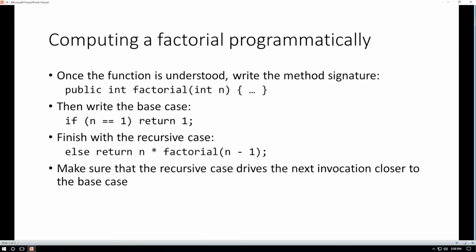We finish then with the recursive case. If it's not 1, we're going to use the else keyword and then say return n times factorial of n minus 1. As we subtract 1 from n during these recursive calls, we keep pushing n closer and closer to 1, which is the base case. We want to make sure that the recursive case pushes or drives the next recursive invocation closer to the base case. Otherwise, we'll get an infinite recursion and our stack will overflow and our program will crash.